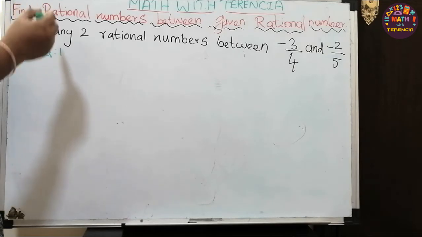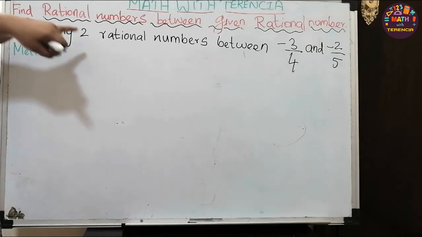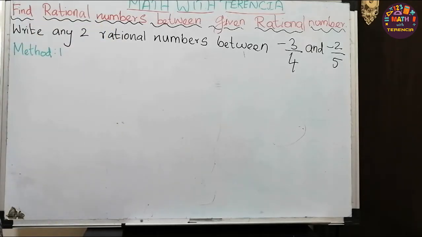So now we are going to see how we can find rational numbers between any two rational numbers. We have three methods. Method 1 is LCM, method 2 is average concept, method 3 is cross multiplication. So write any two rational numbers between minus 3 by 4 and minus 2 by 5.